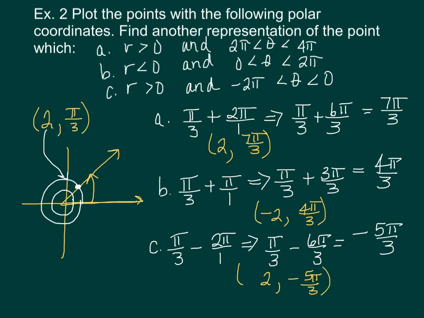Okay, so just to recap, if they want it between 2 pi and 4 pi, you add 2 pi. If they want it between 0 and 2 pi, you're going to add pi. And then if they want it between negative 2 pi and 0, you're going to subtract 2 pi.